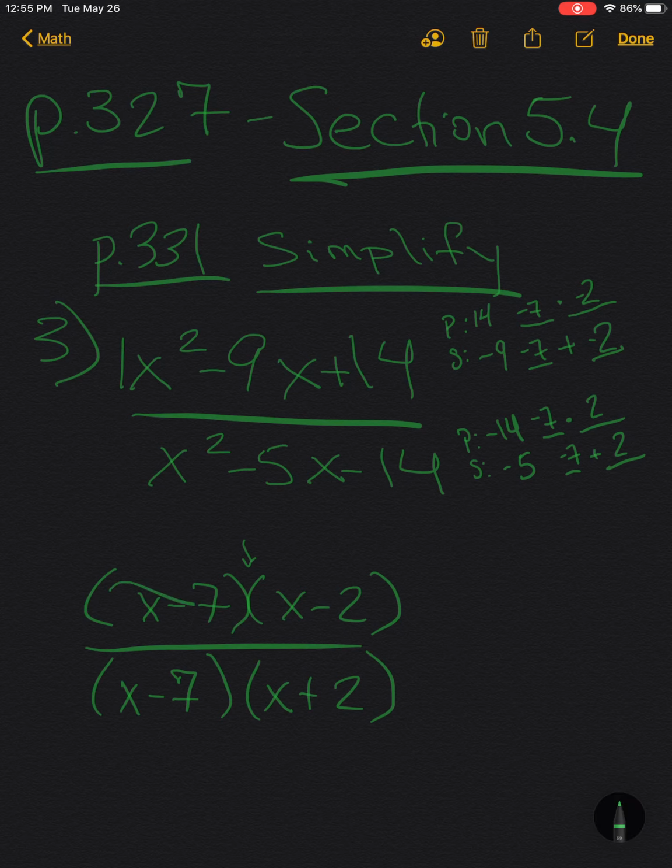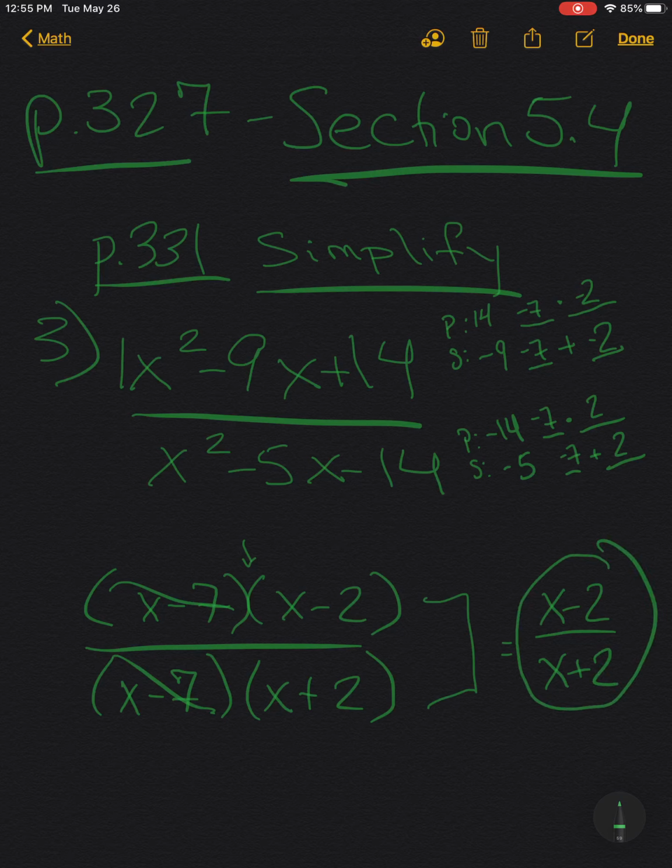So what's the same? These two are definitely the same. Now these two look the same, but they're not because of the sign. So you can't cross them out. So that is actually your answer. What remains? x minus 2 and x plus 2. And I took away the parentheses because they're not being multiplied by anything anymore. All right. So again, that is how you simplify.